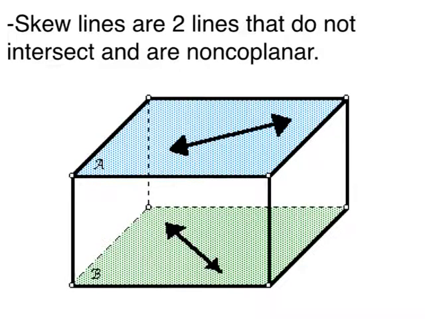Next vocab word is skew lines. These are two lines that do not intersect and are non-coplanar. So they are not parallel, they're not intersecting, they'll never meet up. These are just two lines that have nothing to do with each other.